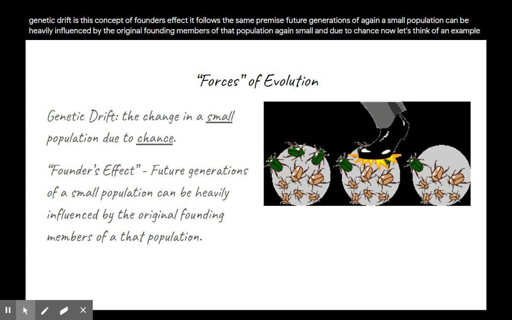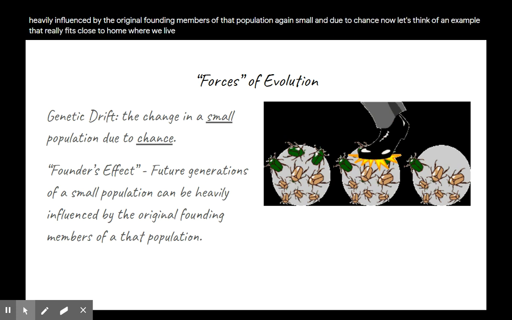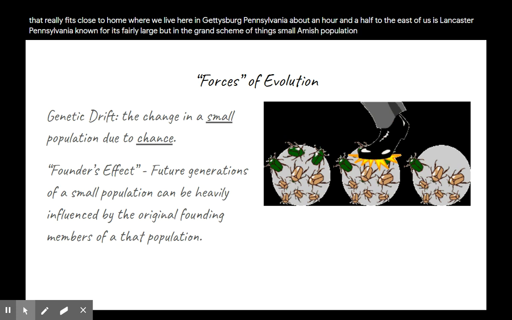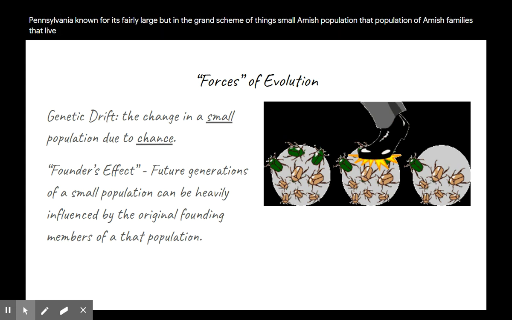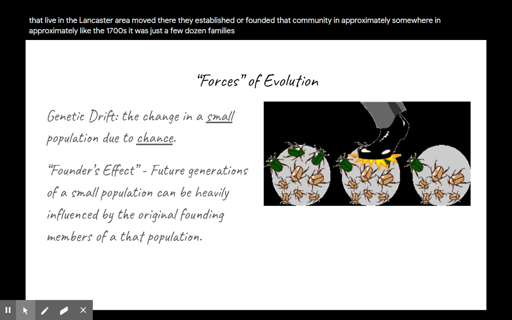Now let's think of an example that really fits close to home where we live here in Gettysburg, Pennsylvania. About an hour and a half to the east of us is Lancaster, Pennsylvania. And Lancaster is well known for its fairly large, but in the grand scheme of things, small Amish population. That population of Amish families that live in the Lancaster area moved there. They established or founded that community in approximately the 1700s. It was just a few dozen families that happened to start that Amish population in Lancaster, PA.